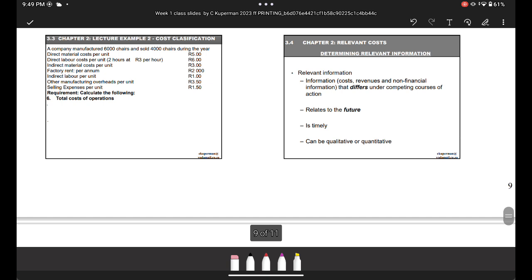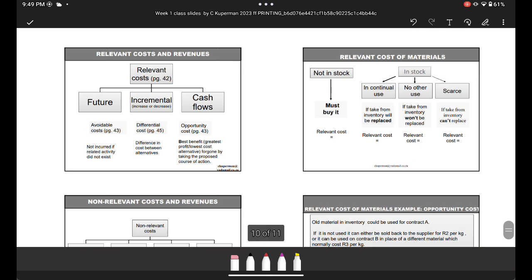Now, determining relevant information. There's relevant costs and non-relevant costs. Relevant costs are costs that are important to you and you need to take into consideration. Non-relevant, you don't care about the cost. It doesn't affect you. So relevant costs are costs that you must take note of, right? Important. They're future, meaning the avoidable cost. So if you have something in the future that will cost you something and you can avoid it, it means that they are relevant costs, right? They either can cost you or not cost you.